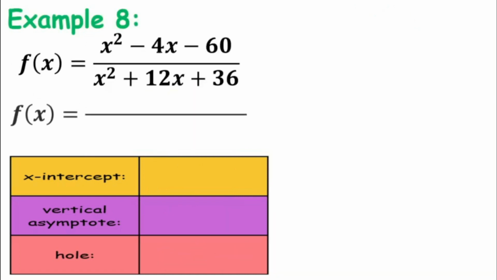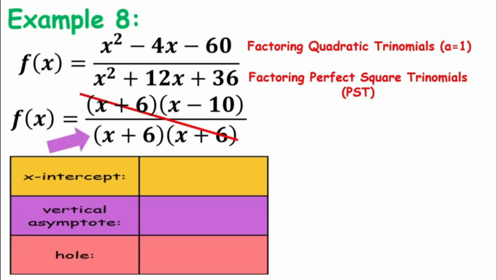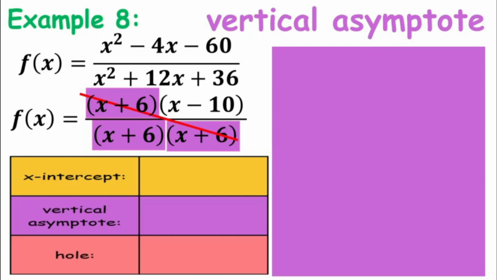Example 8. The factored form of the numerator is x plus 6 times x minus 10, and the factored form of the denominator is x plus 6 times x plus 6. The cancelled factor is x plus 6. Notice that the cancelled factor is still present in the denominator. Since the cancelled factor is identical to the remaining factor of the denominator, x plus 6 will give the vertical asymptote. Let's solve for the vertical asymptote first.